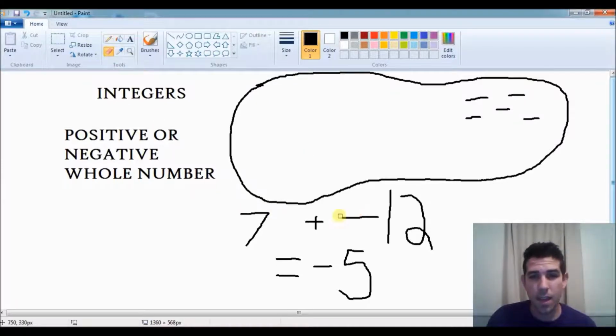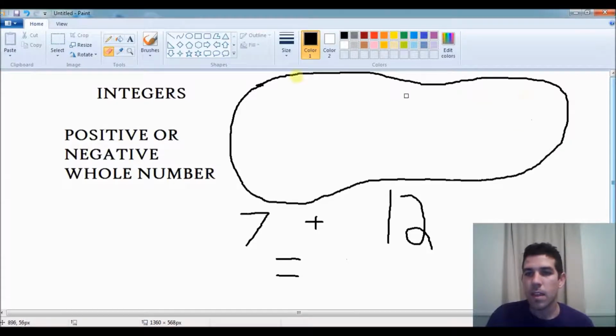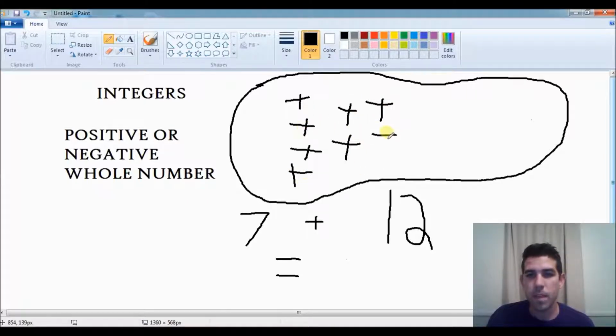Now, if they're the same sign, let's say that we had 7 plus 12, well, you really don't even need any integer rules for that. You know that 7 plus 12, two positives make more positive. This would just be 19. This would be like if there was not two clans, there was just one clan of positives, 7 of them, and then you add another 12. I could sit here and make 19 of these things, but it'll take a while.